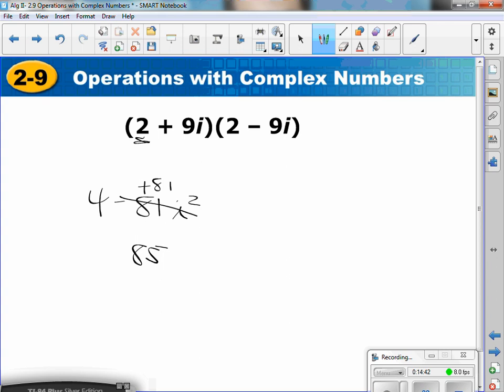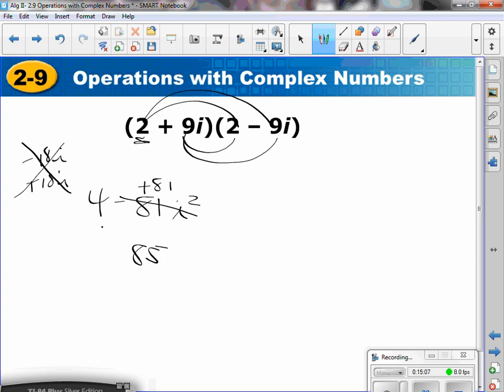If you didn't know the shortcut, you would have distributed. 2 times 2, you get 4. 2 times negative 9i, negative 18i. What's 9i times 2? Plus 18i. And then 9i times negative 9i, negative 81i squared. But what happens here? They cancel each other out. You might have had one extra line of work. It's not wrong if you did that extra line. A few of you left it like this. You need to remember that i squared means negative 1. And when there's no i's, you don't need to put 0i. We can just leave it as is.